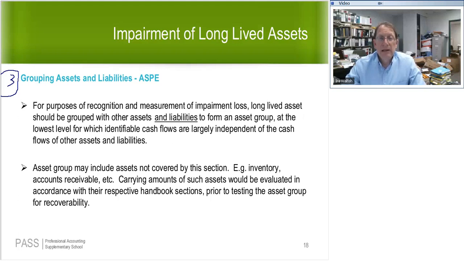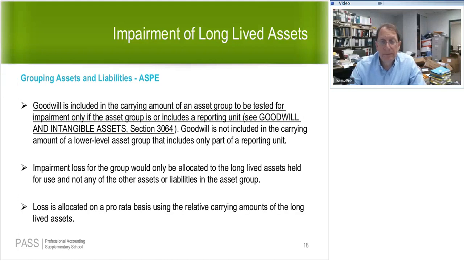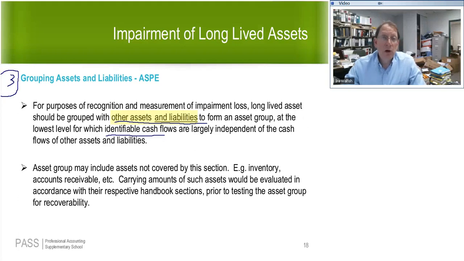All right. Let's talk ASPE. Under ASPE, you're going to group the assets as well as the liabilities at the lowest level for which you have an identifiable cash flow. So, people, I'll tell you what I'm not so worried about. How are you going to know which group of assets to combine that produce a cash flow? They will have to tell you. I think this is very easy when we talk about these groups. I don't think it's very hard to know what the group is. They'll give you the group.